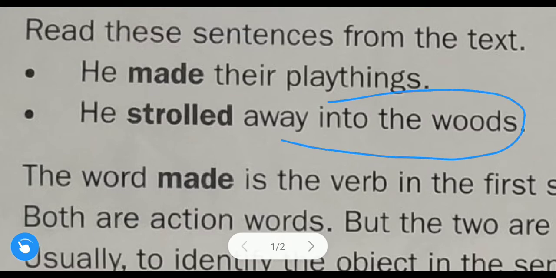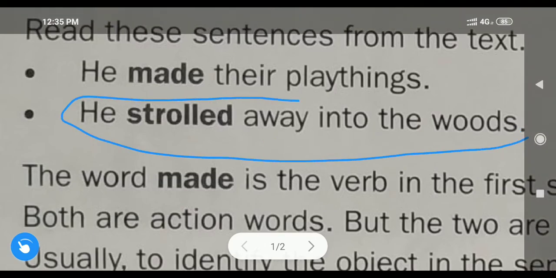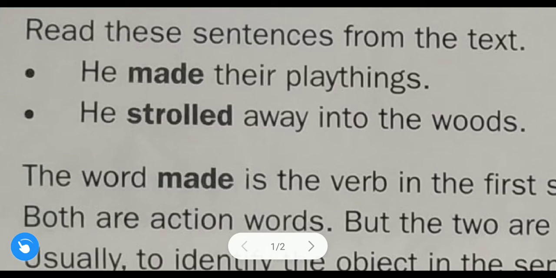So you don't get an answer here. Okay, you will not get an answer here because in this sentence the object doesn't receive the action of the verb. What is stroll? Away into the words, is it the answer? No. So in those sentences, if you don't get the answer, it means the object doesn't receive the action of the verb, and then it is called an intransitive verb. So stroll is the intransitive verb and made is the transitive verb.